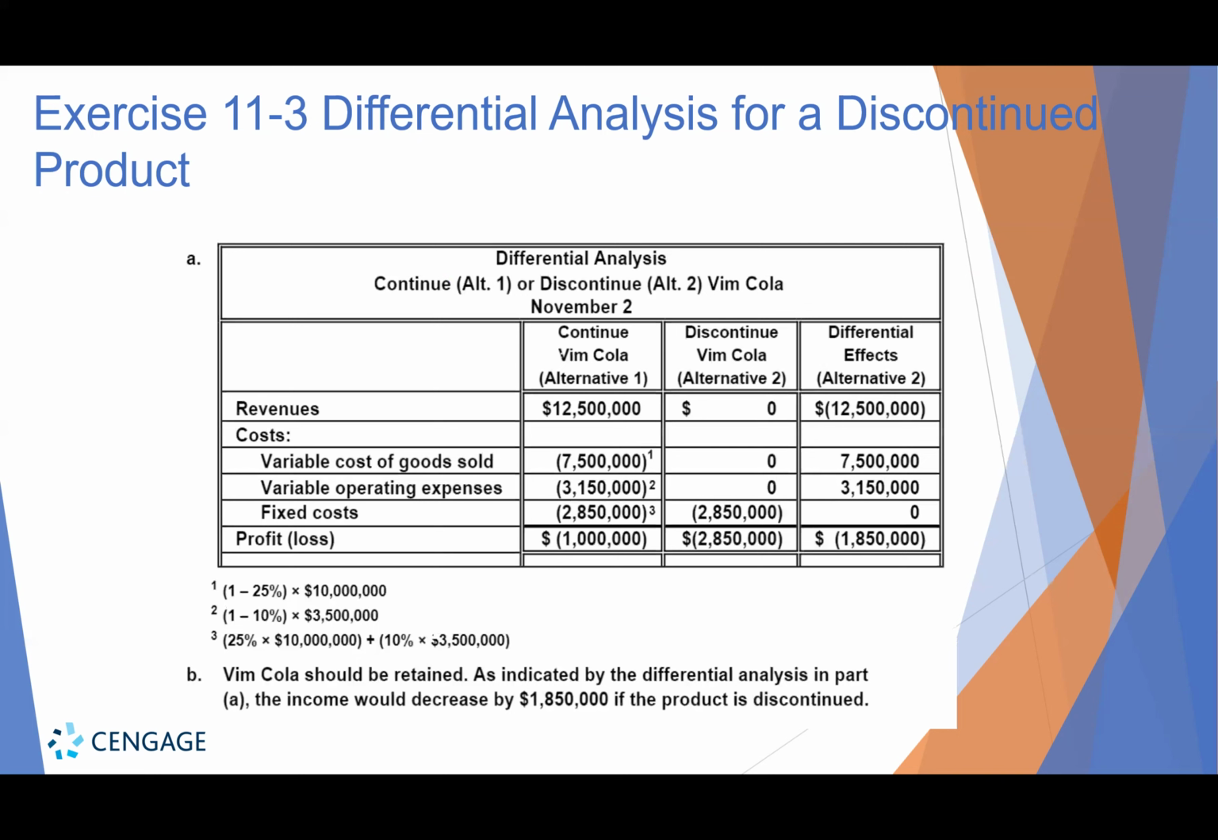What should we do here? Well, if we continue with it, we've got a loss of $1 million. But look what happens if we discontinue. Then we're going to have a loss of $2,850,000. So what should we do there? Continue it. Okay.